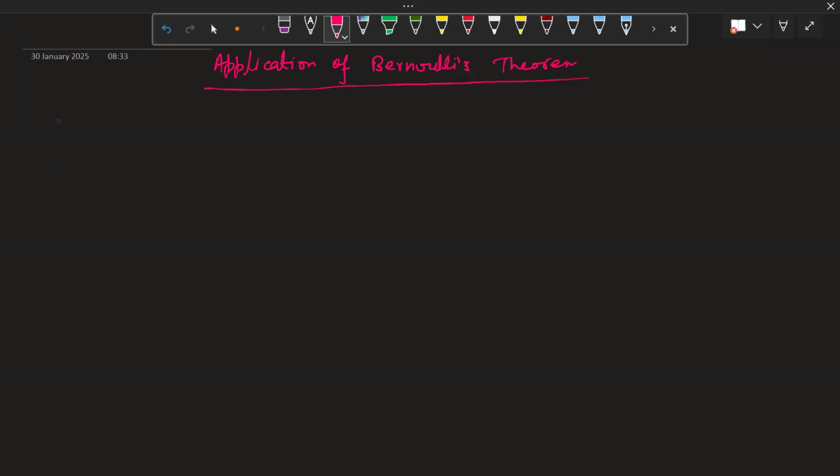So Bernoulli's theorem says, what was Bernoulli's theorem, it is actually the sum of pressure plus kinetic energy, half rho v square per unit volume, plus potential energy, rho g h per unit volume, always remains constant.